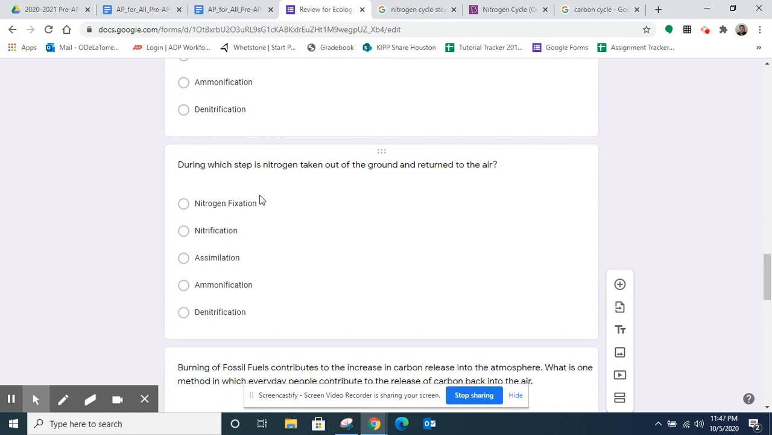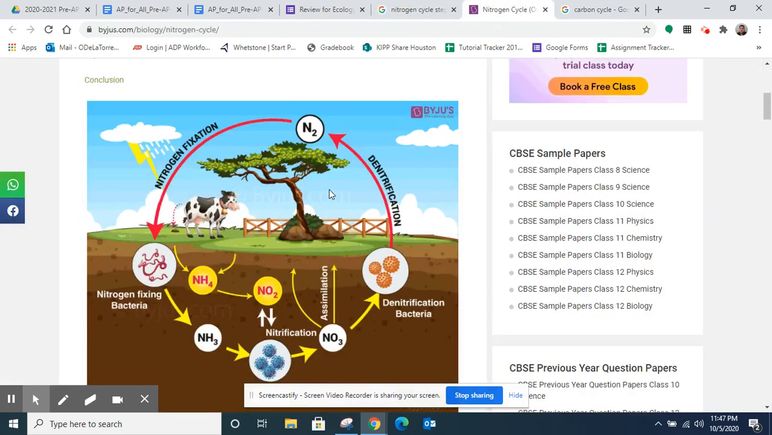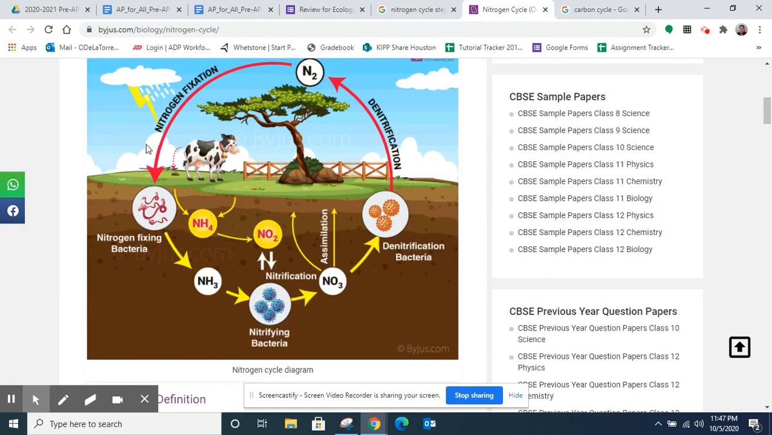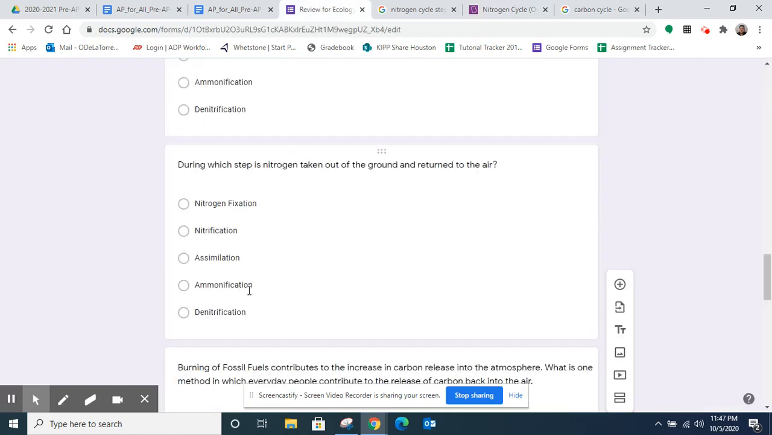Next one. During which step is nitrogen taken out of the ground and returned back to the air? We go back over here. We can see that we had nitrogen fixation, then it went through nitrification where it got changed a couple times, and then denitrification is when it gets from the ground back into the air. So in this case, our answer would have been D.